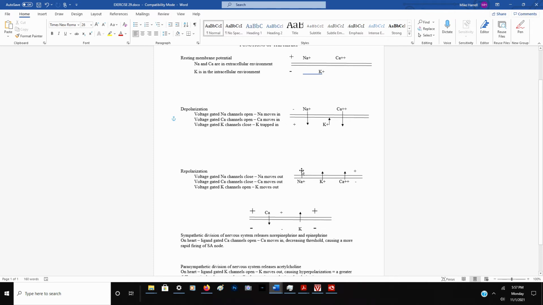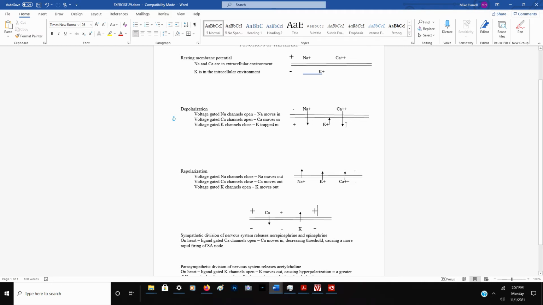You could close those sodium channels and the cell will pump the sodium right back out. You could close those calcium channels and the cell will pump it right back out. Or those potassium channels that were closed, you can now open and let it out. Look what you did over here.